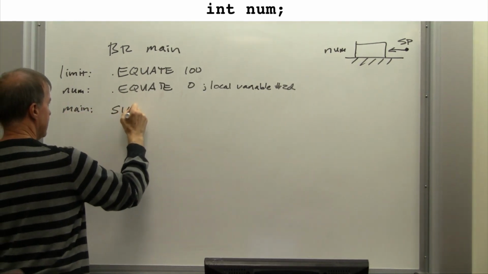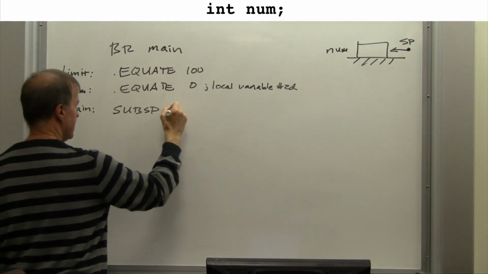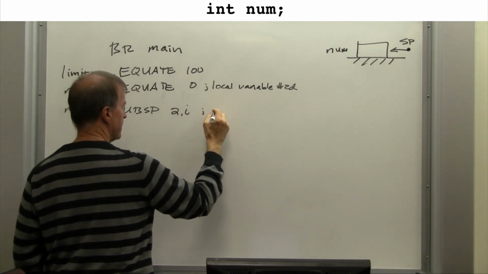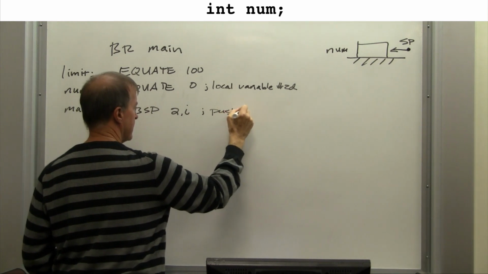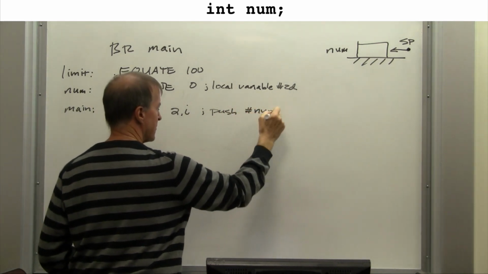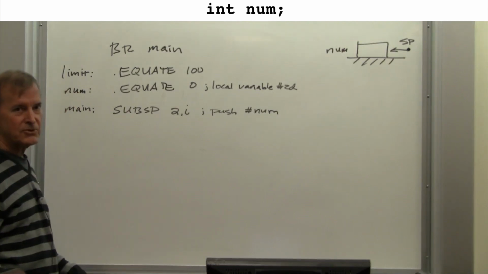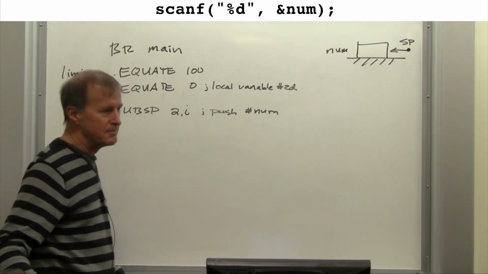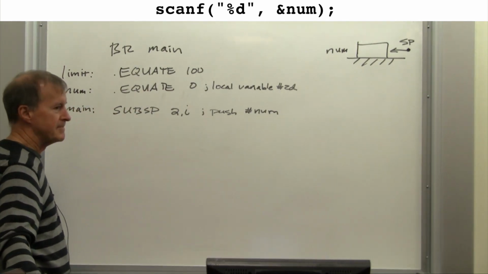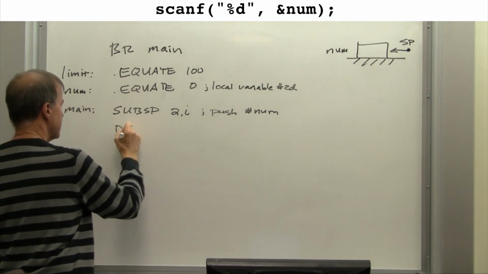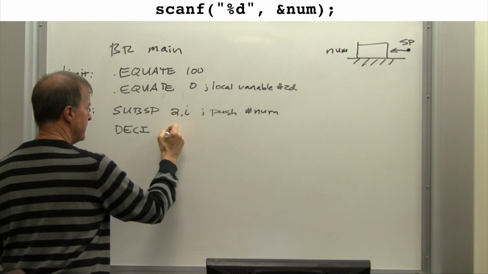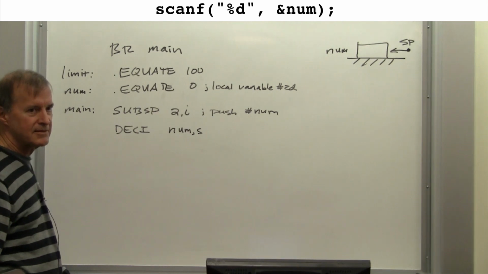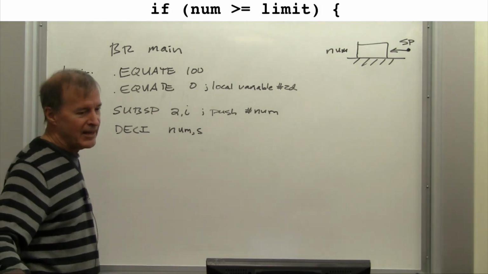Sub SP, yes, sub SP, addressing immediate. So that will let our debugger do its thing. Okay, so now scanf D into num. So it's DECI, decimal input, and then num, stack relative addressing mode. Is everybody clear on that? Okay. Now here we go.